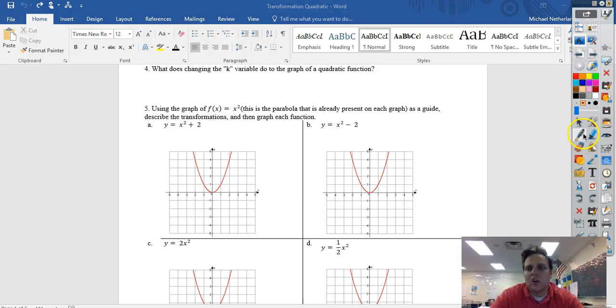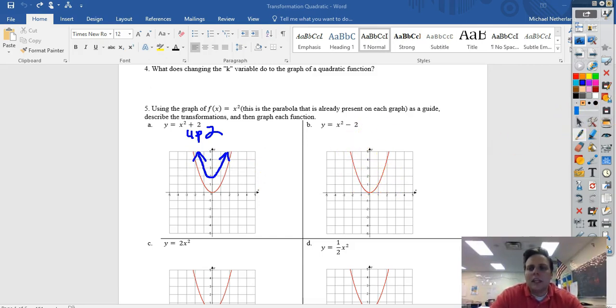So what it wants us to do is describe the transformations and then graph each function. So let's look right here. y equals x squared plus 2. We have added a k value of plus 2. So our new graph is going to look just like this, but it's going to shift up 2. We're going to keep the same look, but shift up 2. Okay, and there we go.